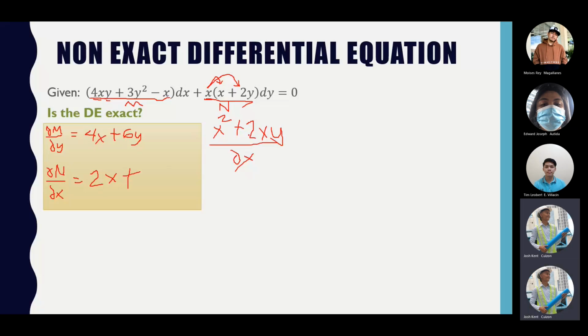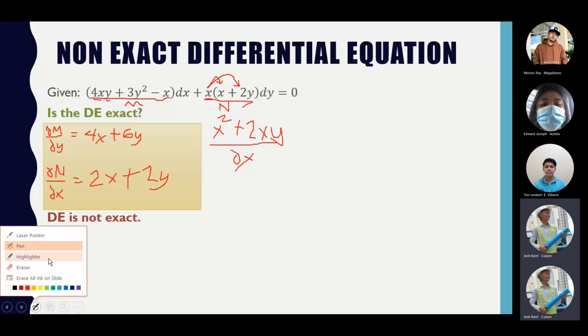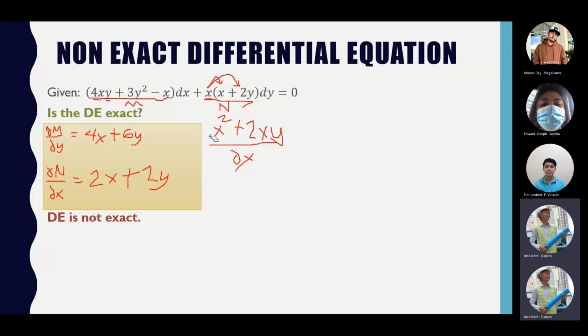In here 2y is constant, so 2y times the derivative of x is just 1. And 4x plus 6y here is 2x plus 2y. So, therefore, we can say that our given DE is not exact. So, what can we do if our given DE is not exact?